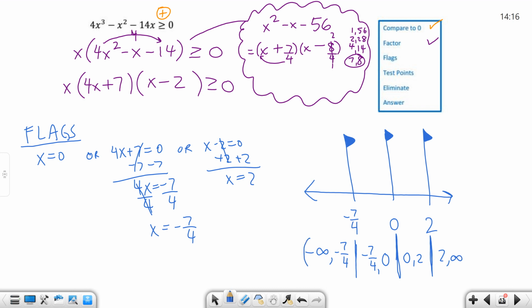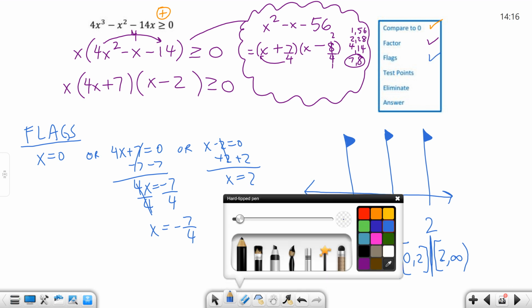Infinity and negative infinity always get parentheses. I don't care what's shaded or not shaded, or what's equal and not equal. I don't care any of that stuff. Never can you include those. And all my flags are shaded, so all my numbers get brackets. So all of them get brackets. So there's my flags. That part is done.